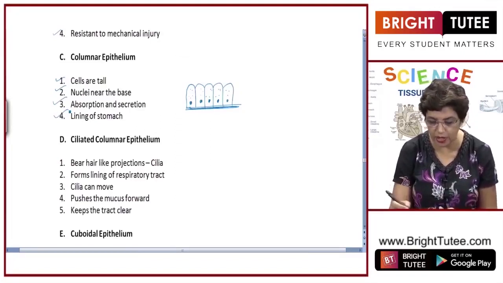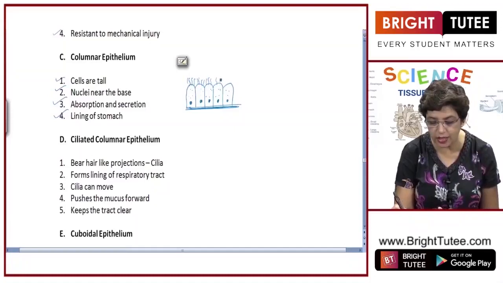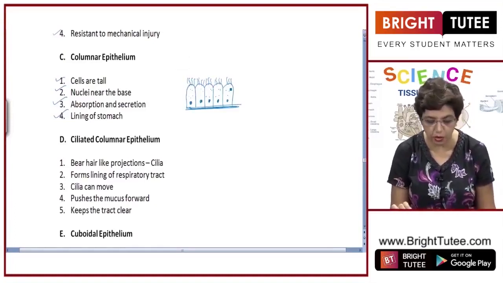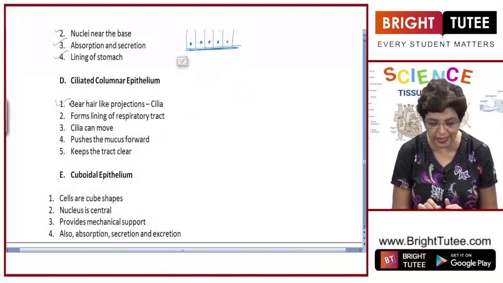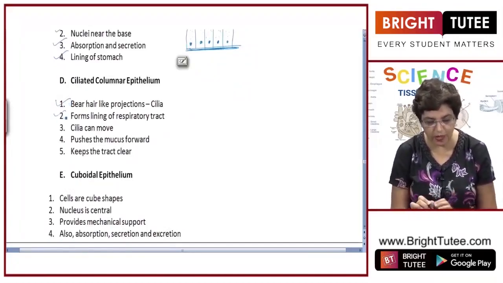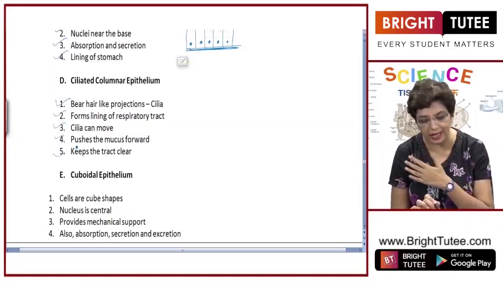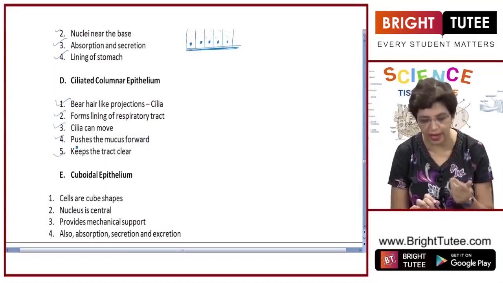Next is ciliated columnar. So sometimes columnar cells contain hair-like structures which are called the cilia. So then it is called ciliated columnar. Alright, so this is ciliated columnar. Otherwise, they are structurally similar to columnar epithelium. They bear hair-like projections which are called cilia. They form the lining of respiratory tract. So the cilia can move and they push the mucus forward. Alright, so they will keep the tract clean because it is very important to keep the respiratory tract clean for the movement of air.